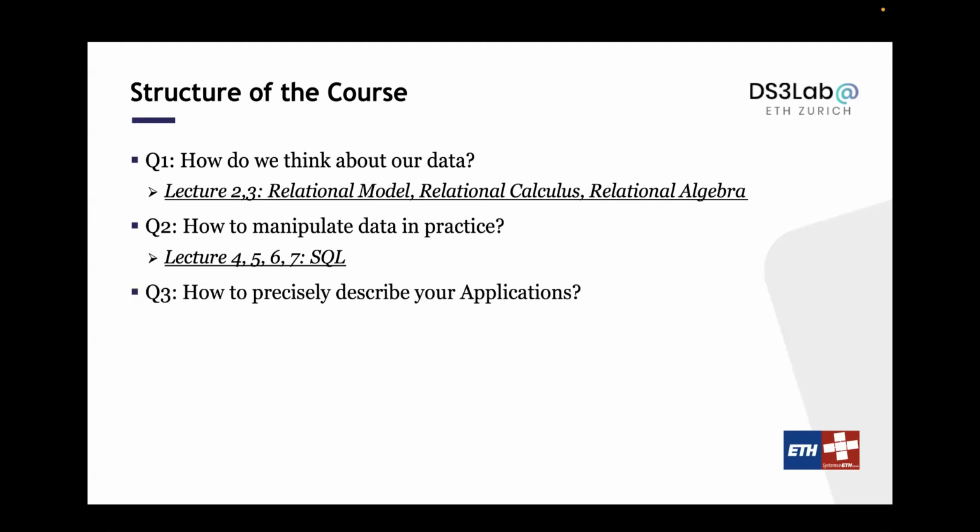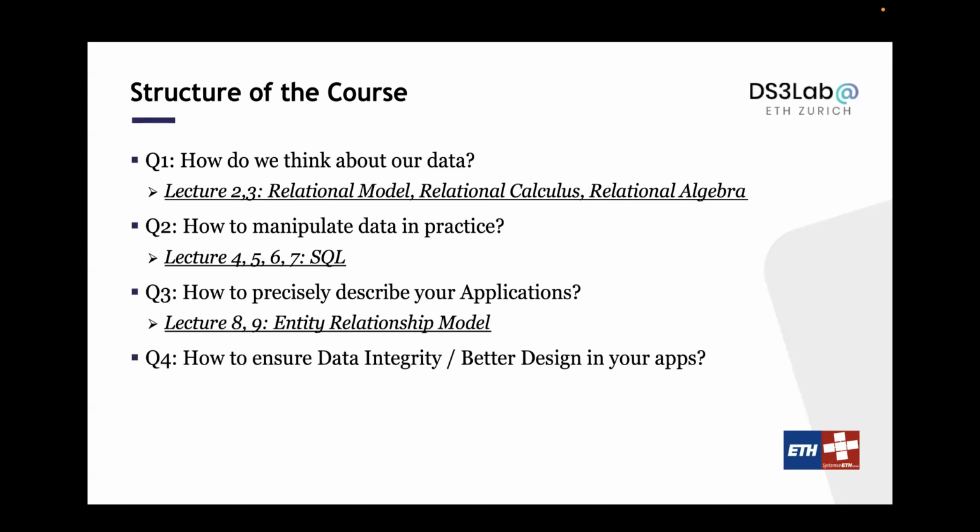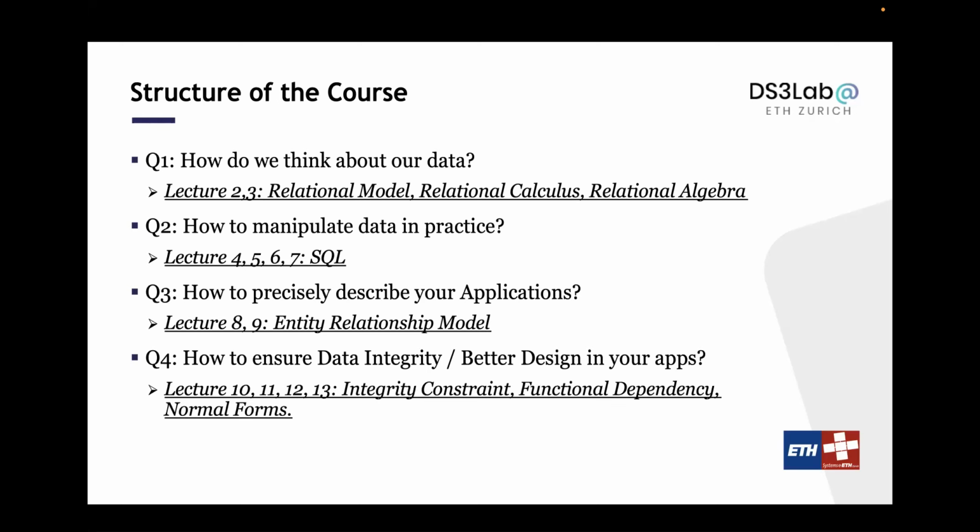The third question is how to precisely describe your applications, to make sure they are human understandable and machine understandable. That is lectures 8 and 9, about how to model it conceptually and how to translate that conceptual model into a logical model. The question after that is, once you have this application described in a very precise way, how to ensure data integrity and how to have a better design of the logical schema for your application. These are the four lectures after that, which talk about data integrity, functional dependency and normal forms.